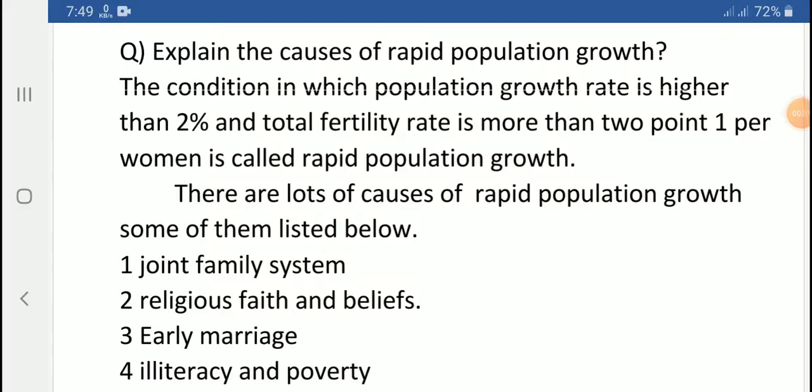Hi everyone. In this video, we will continue Unit 2 of Class 10 SPE. So here we are starting from the causes of rapid population growth. The condition in which population growth rate is higher than 2% and total fertility rate is more than 2.1 per woman, that is called rapid population growth.